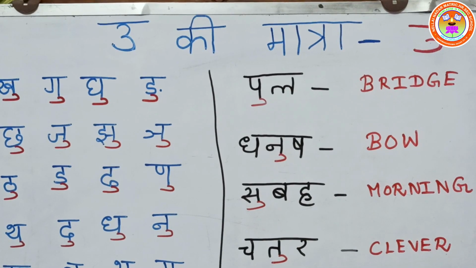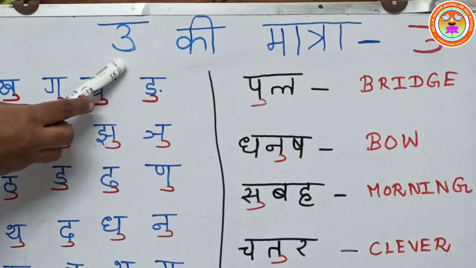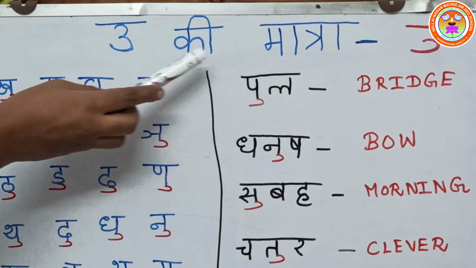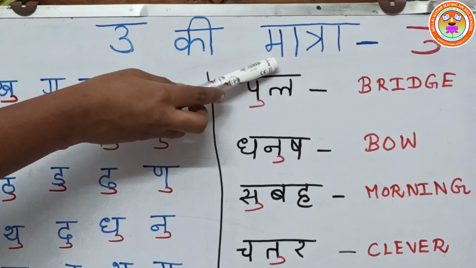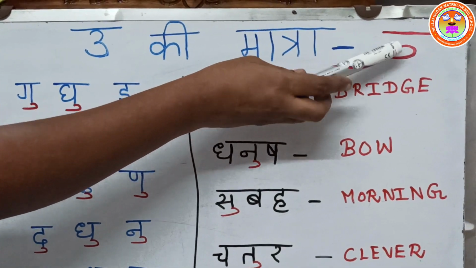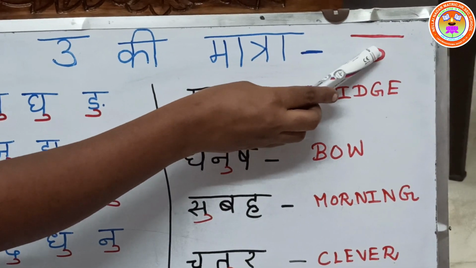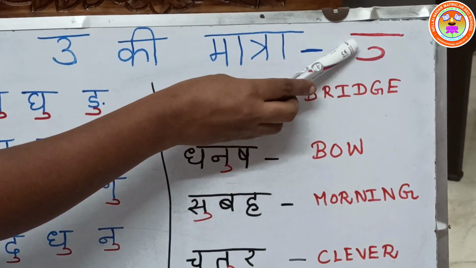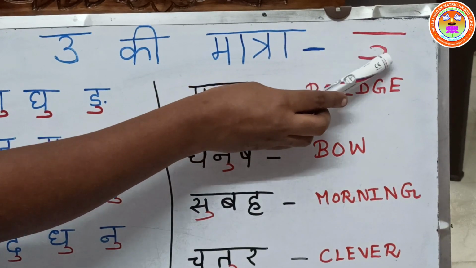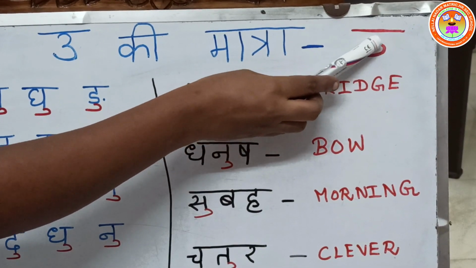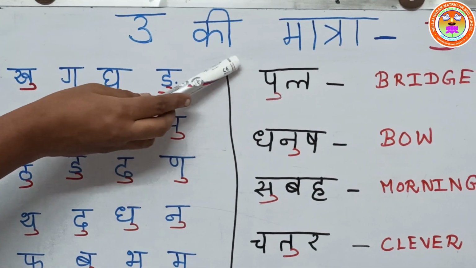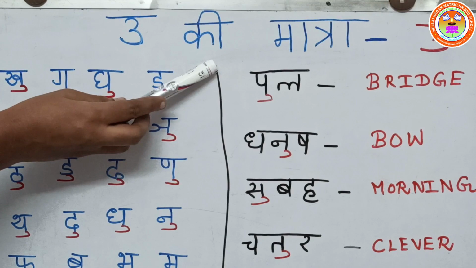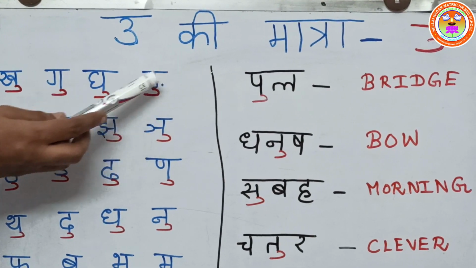Today we are going to learn U ki matra. The symbol for U ki matra is, can you see this? You have to turn the C like this, below the line. Now, when we add this U ki matra to any alphabet, let us learn how to pronounce it.